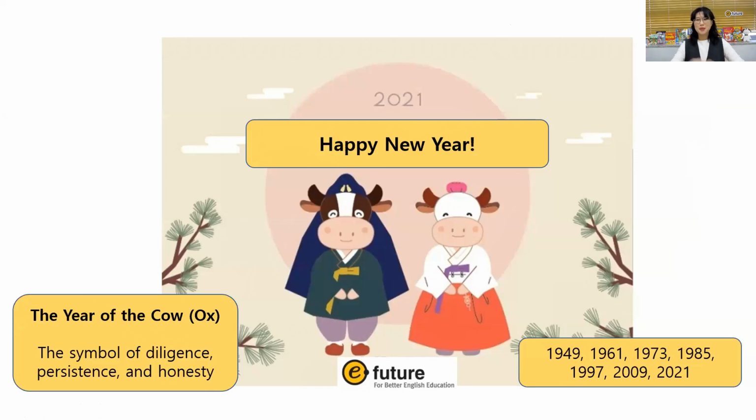Happy New Year, everyone. So this is the year of the cow or ox. Some people say ox, some people say cow. The cow is the symbol of diligence, persistence, and honesty. So we'll work hard like cows. We'll be working hard again this year, and we'll do a lot of webinars, and we'll try our best to support you. If you're born in 1949, 1961, 1973, 85, 97, 2009, or this year, you are born in the year of the cow. So this is your lucky year.